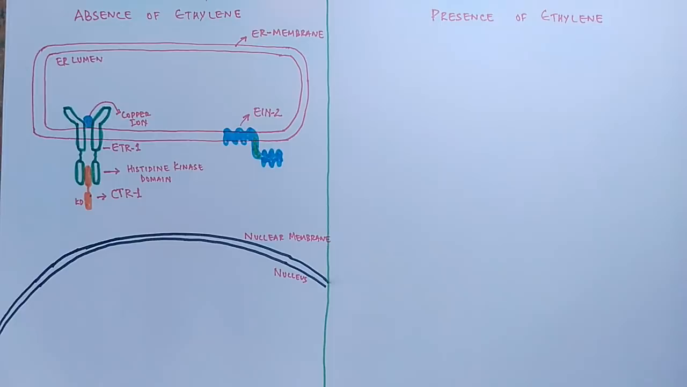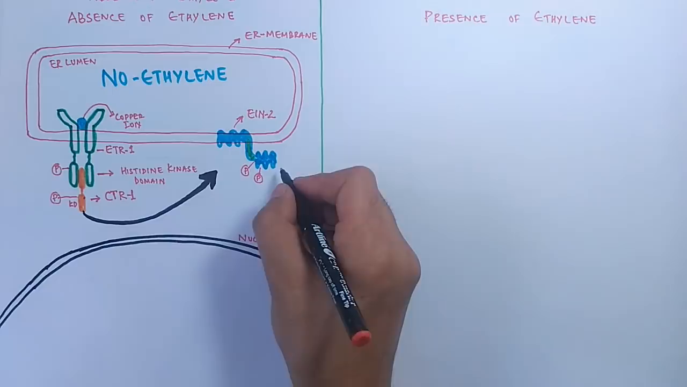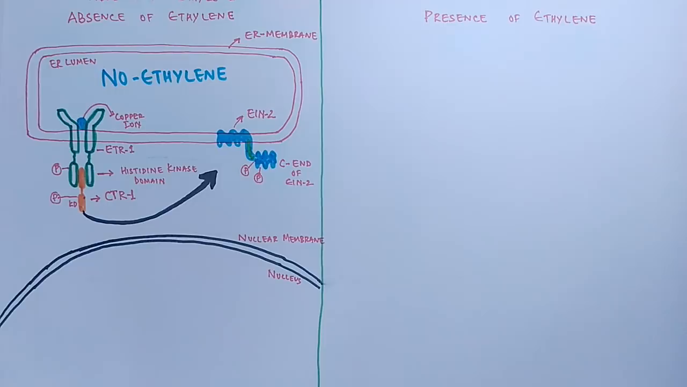At that time, the negative regulator receptor ETR1 shows autophosphorylation on its histidine kinase residues, which in turn phosphorylates the CTR1 kinase domains. And the activation of CTR1 signals the EIN2 molecule and phosphorylates its cytoplasmic end, termed the C-end. Furthermore, the phosphorylation of the C-end in turn activates the ETP1 protein.